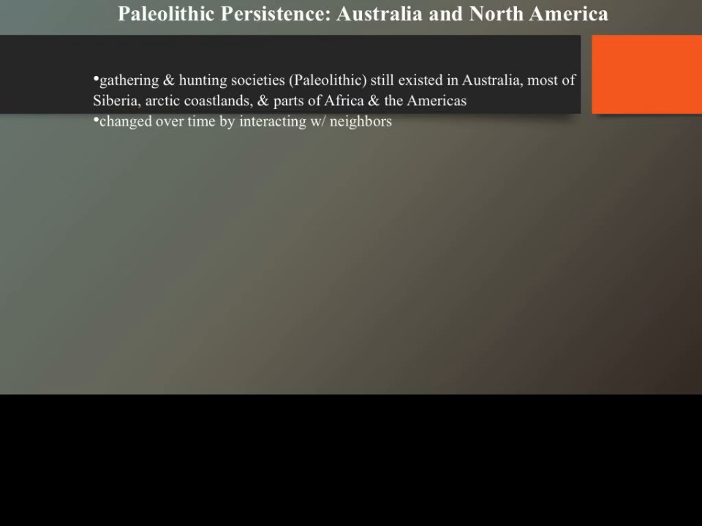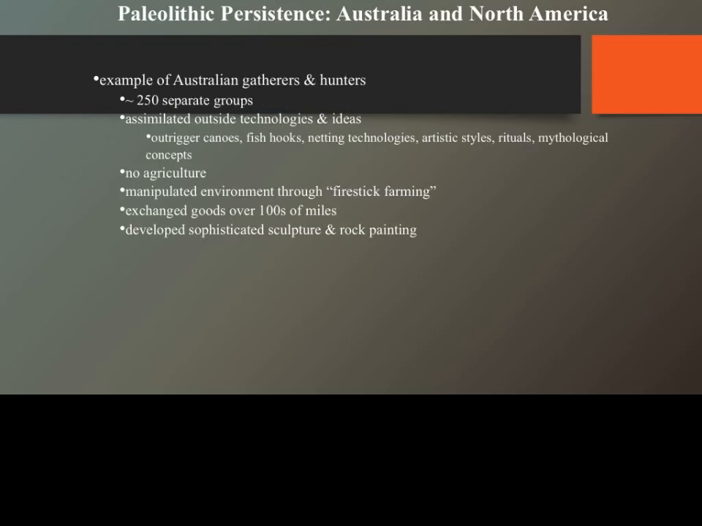And complexity, or affluent gatherers and hunters, even existed in the Northwest. There was an abundance of food sources that allowed for permanent settlements of large houses, even social stratification and complexity, and extensive food storage.